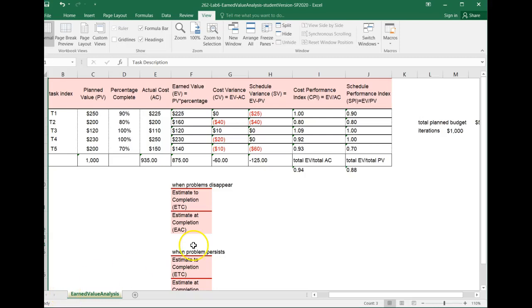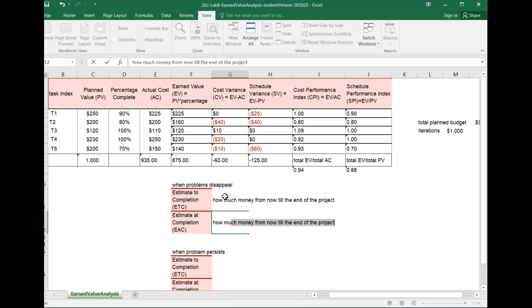Hi class, this is the second part of lab 6. I'm going to focus on these two numbers: Estimate to Completion (ETC) and Estimate at Completion (EAC). Basically, one says how much money from now till the end of the project you would be spending, and this is how much money in total. So that's the total money that will be spent on the project.